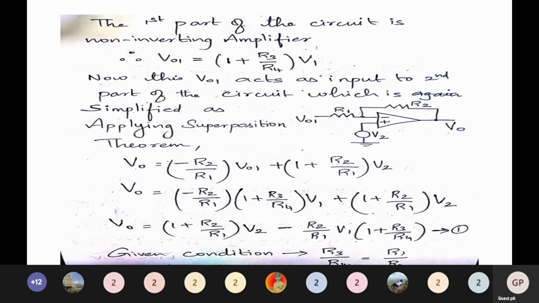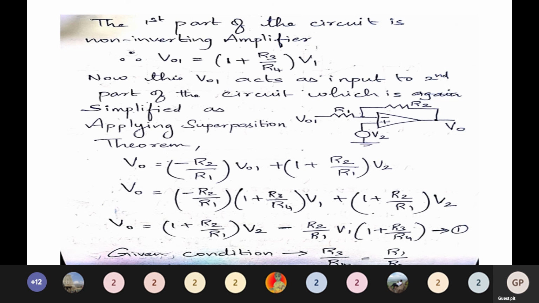Now, how to get the output expression? When you have inputs like this, we have to consider them one by one. Two inputs are there, so let's consider one by one, using the superposition theorem. When I consider VO1 alone, what is the output? When I consider V2 alone, what is the output? So let me consider VO1.